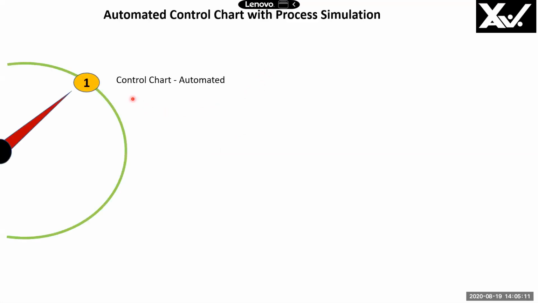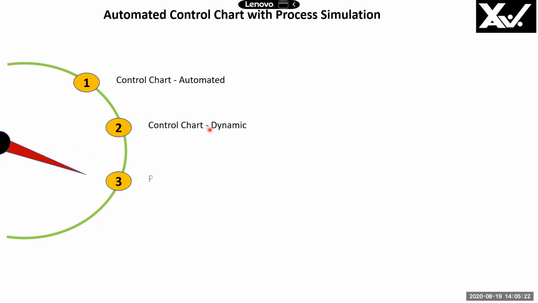Dear friends, today we are going to discuss automated control chart with process simulation. First, we will see automated control chart, wherein we are feeding the data and the chart will be prepared immediately. Then dynamic control chart, where we will add data and the chart will be updated as we keep on adding the data. That will be dynamic control chart. Finally, we will see process simulation.